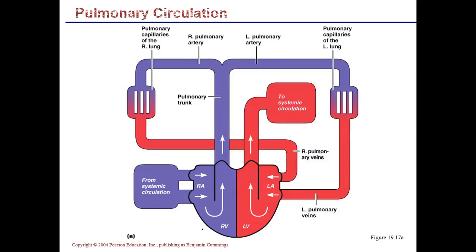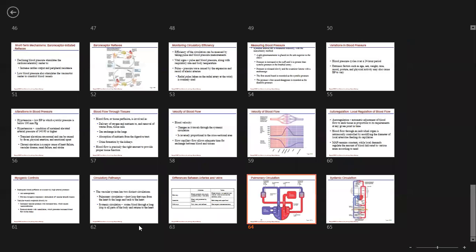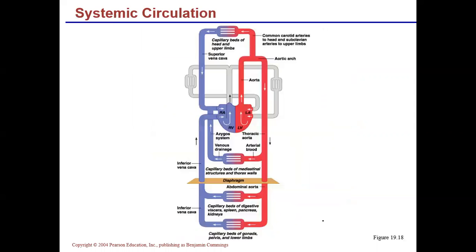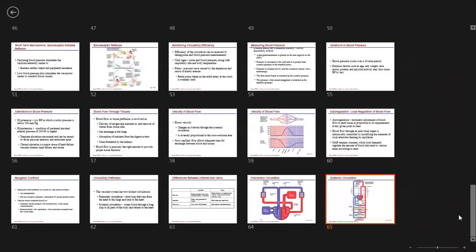Here you can see the right side of the heart and the left side of the heart deal with oxygen-poor blood or oxygen-rich blood, demonstrated in blue and red respectively. This is the pulmonary circulation and the blood vessels associated with it. And this is the systemic circulation, with these demonstrating the tissues right here, etc.